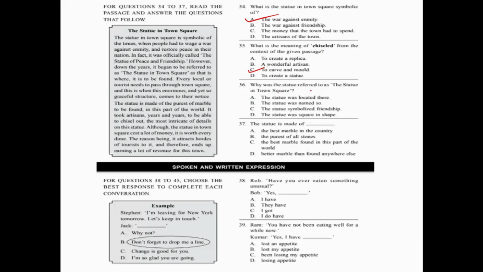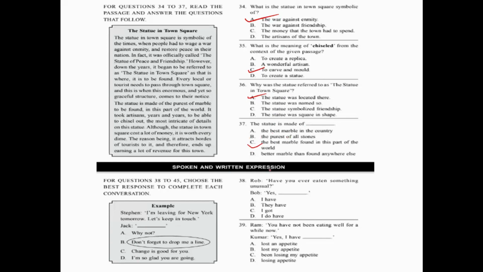Why was the statue referred to as the statue in town square? Because it is located in that place. Okay, so option A is our correct answer. The statue is made of what? It is made of the best marble found in this part of the world. Okay, option C is our correct answer. Now this is about the second section. Now let's move to the third section.